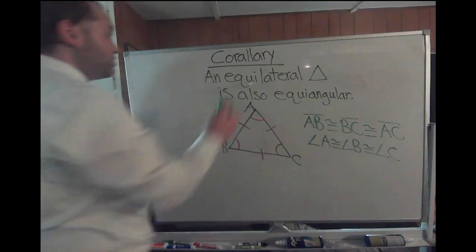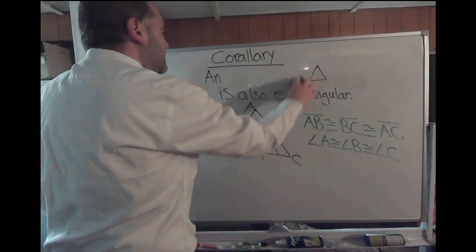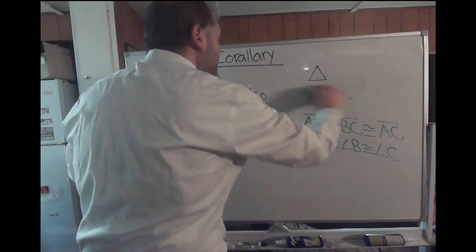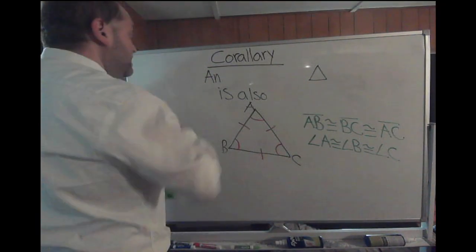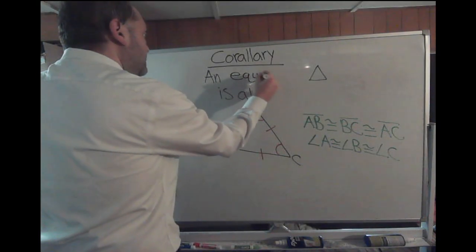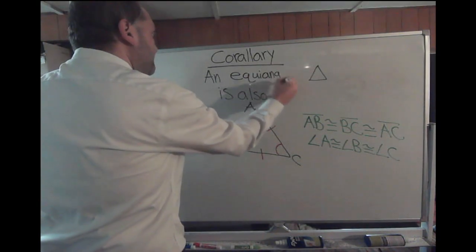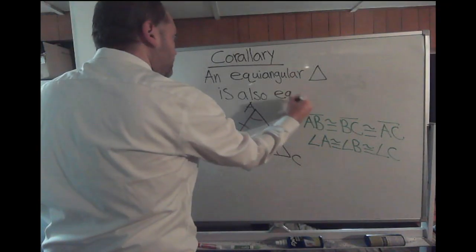And then there's another corollary that kind of switches the words. You probably already know what it is. This one states that an equiangular triangle is also equilateral.